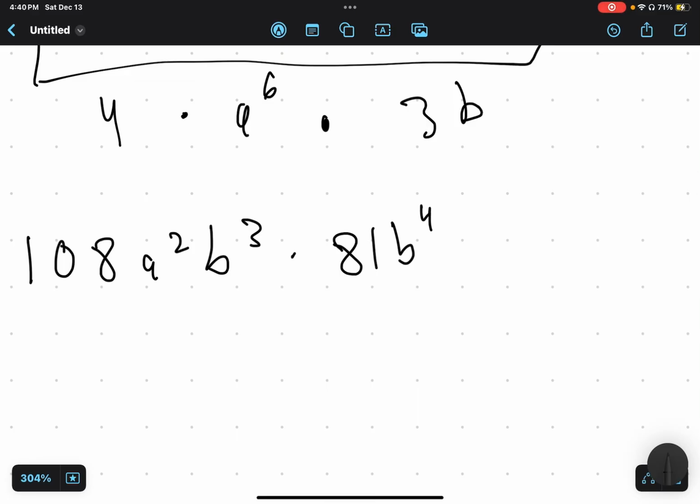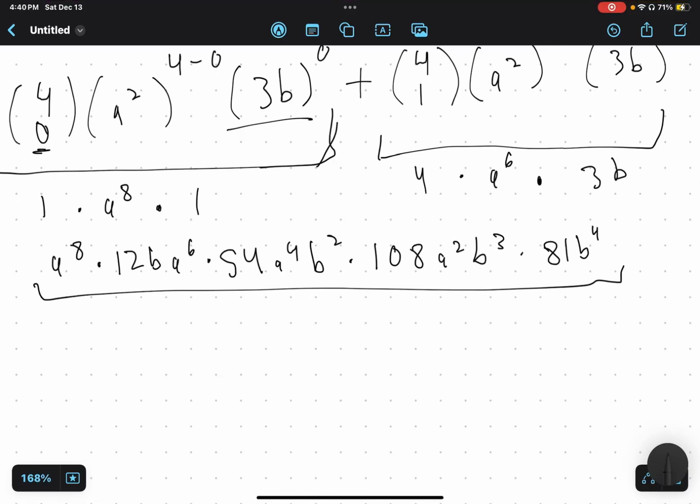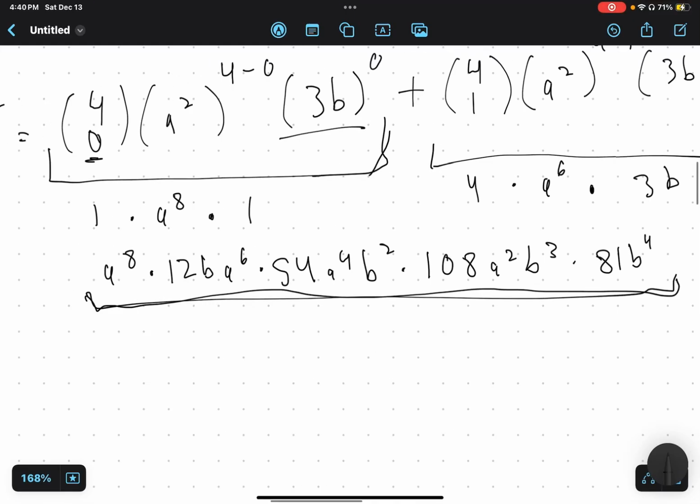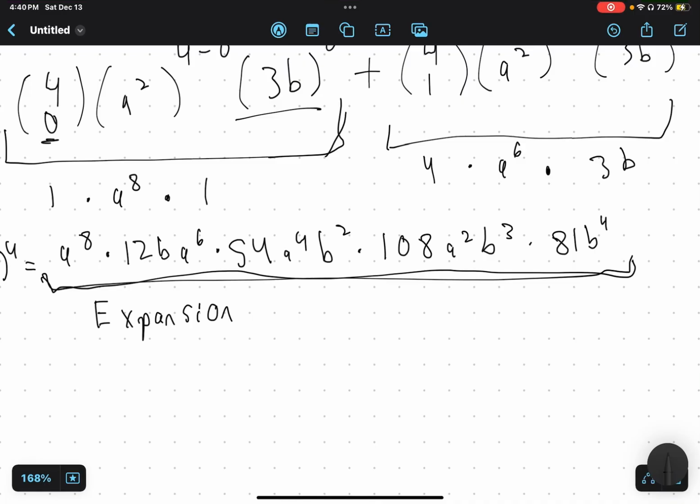Okay. So all that work, and we're finally here, guys. So this is our equation. This is the binomial expansion. It's expanded. This is it expanded. So a squared plus 3b to the power of 4 is equal to our little equation here.